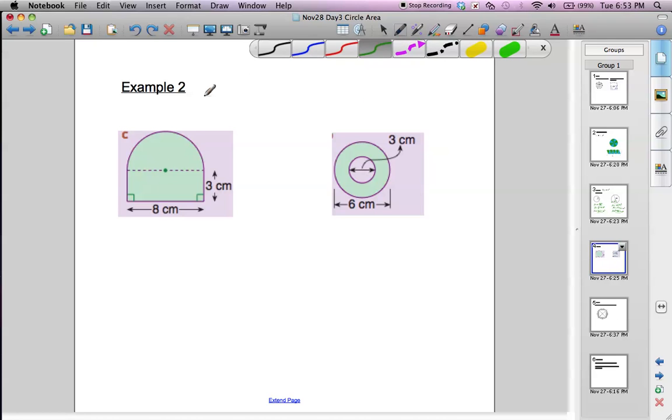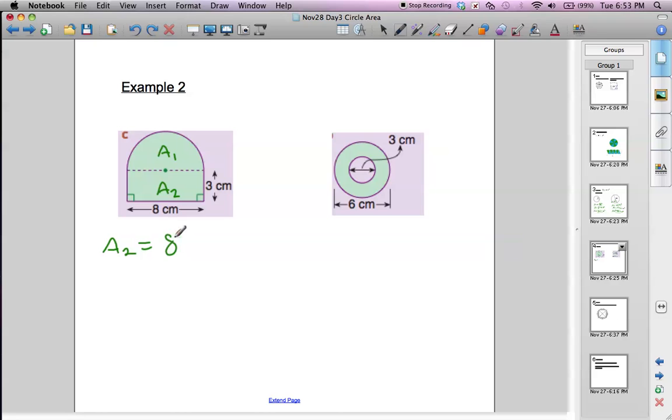So in the first one, we've got a rectangle on the bottom, and then we've got a half circle on the top here. We could even label these A1 and A2, so we can do them separately and then add them together. So obviously the area of this rectangle, area 2, is 8 times 3 equals 24 square centimeters.